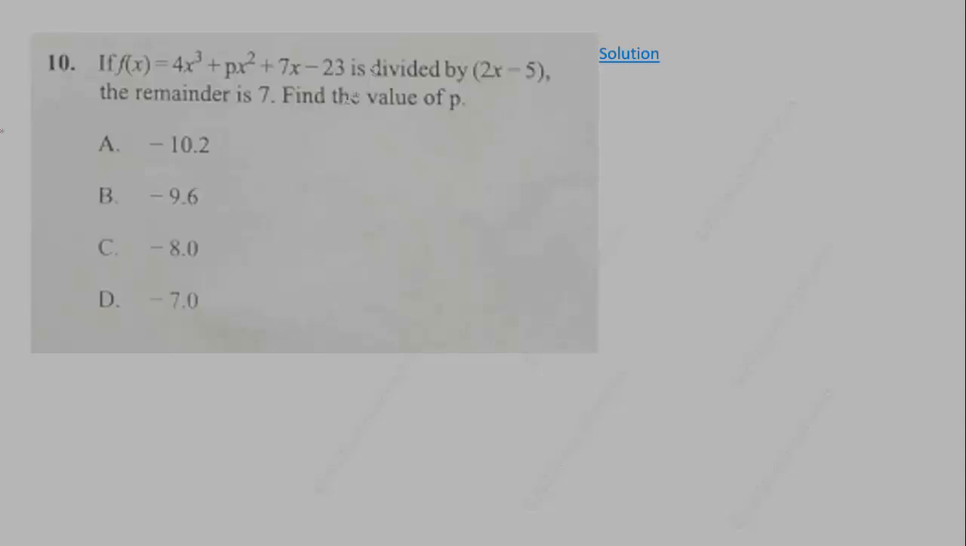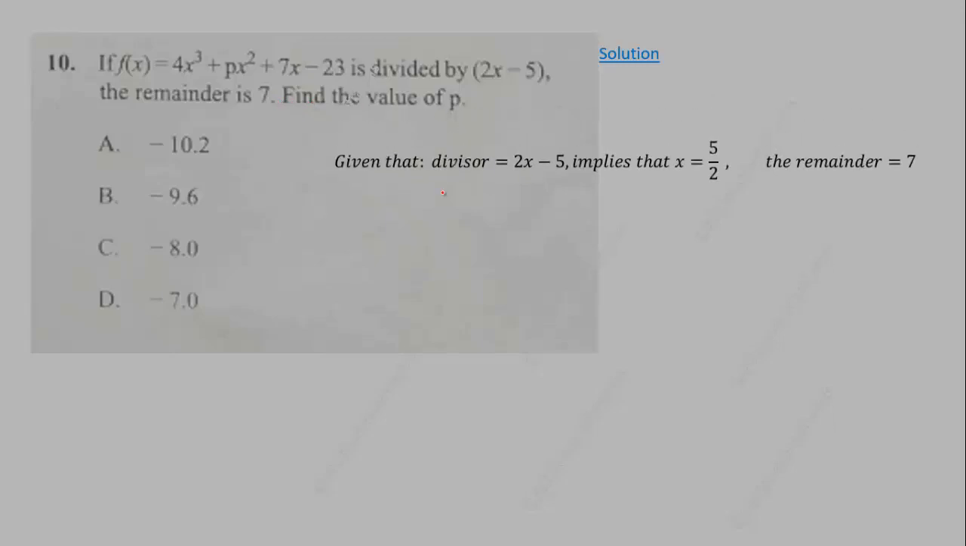Then we have this question 10. If f of x equals 4x cubed plus px squared plus 7x minus 23 is divided by 2x minus 5, the remainder is this. Find the value of p.